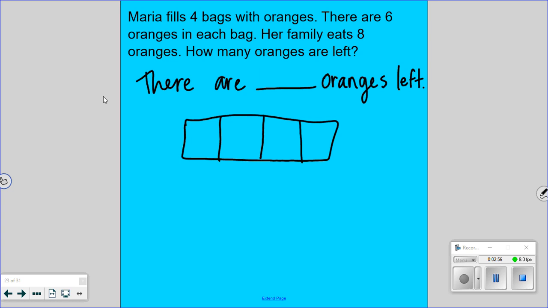Yes. Second sentence. Maverick, read that second sentence, please. There are 6 oranges in each bag. What am I going to do with that information? What am I going to do with that nugget of knowledge? Marley? Put 6 in each box, because Colby already told us these boxes are my bags. So there's 6 in this one, 6 in this one, 6 in this one, 6 in this one.